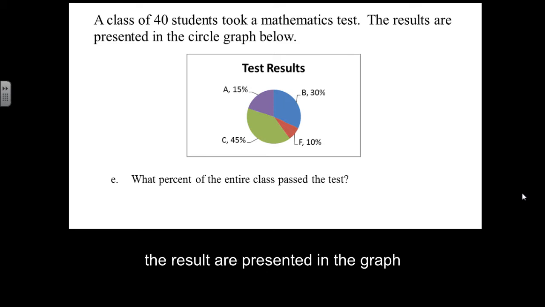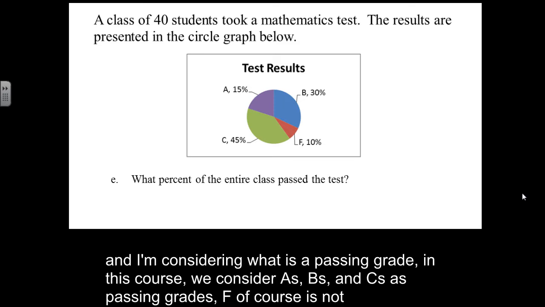Let's look at the question where a class of 40 students took a mathematics test. The results are presented in the graph. What percent of the entire class passed the test? So I'm considering the entire class, and I'm considering what is the passing grade. In this course, we consider A, B, and C's as passing grades. F, of course, is not.